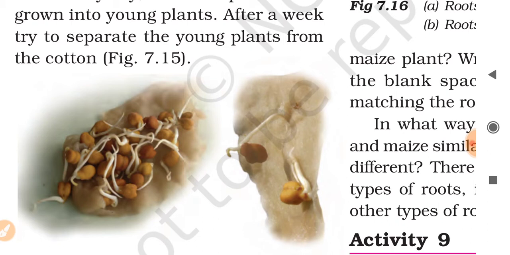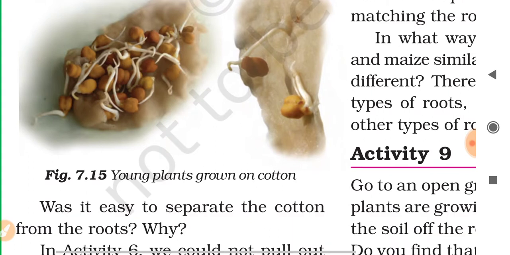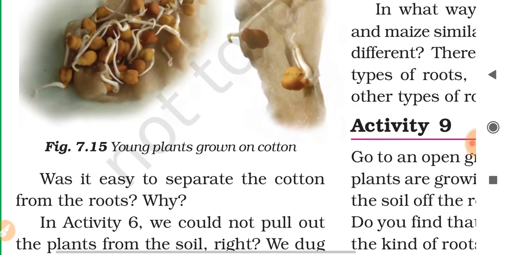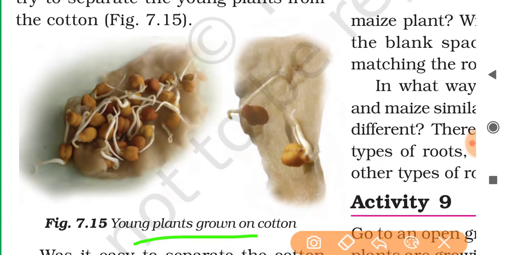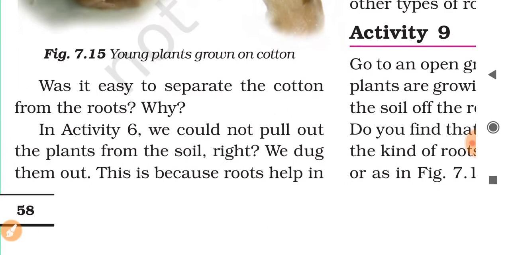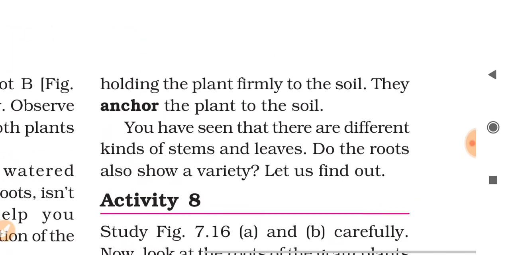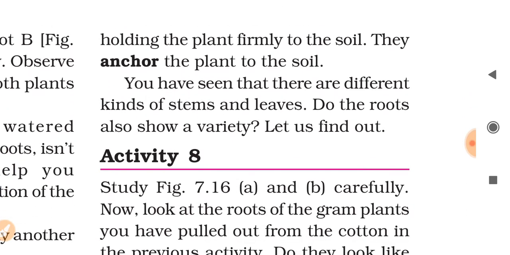Okay, like this, you have to do the activity. Was it easy to separate the cotton from its roots? It's not easy. Okay, if you see this figure, young plants grown on cotton, if you try to remove it, it is not so easy. In activity 6, we could not pull out the plants from the soil, right? We dug them out. This is because roots help in holding the plant firmly to the soil. They anchor the plant to the soil.